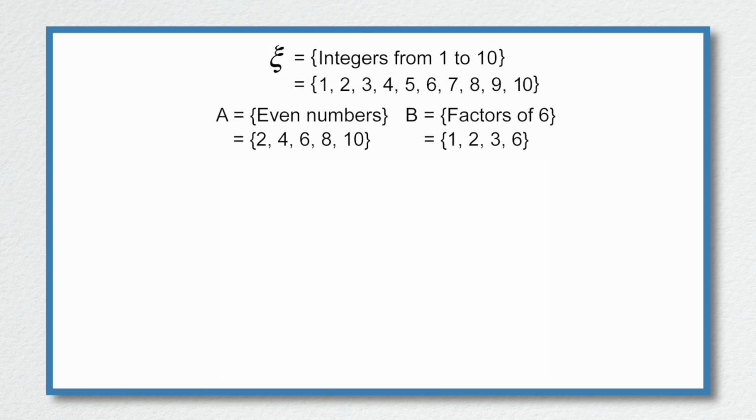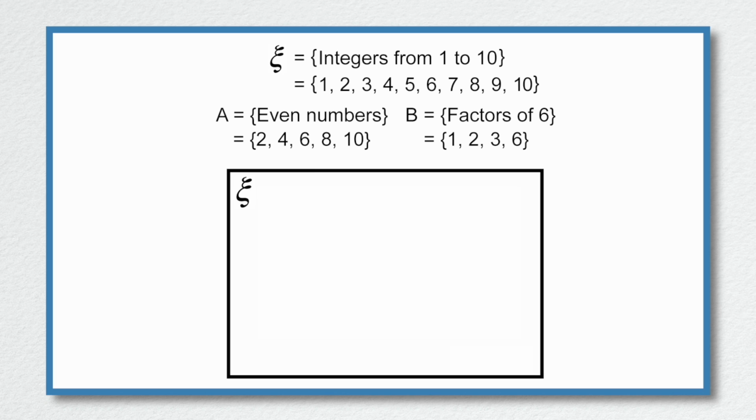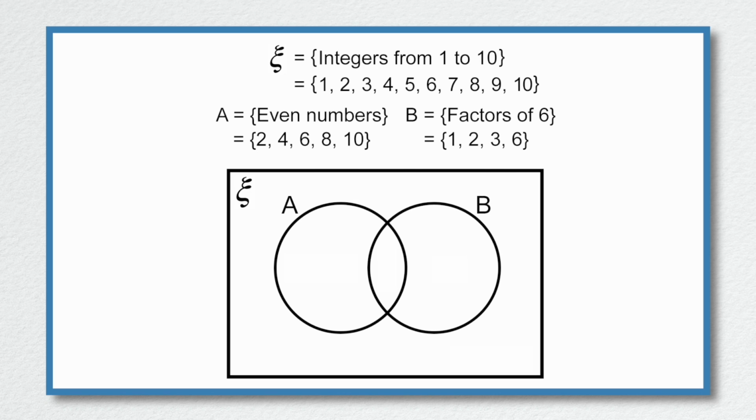I'm now going to create a Venn diagram to show this information. We begin with a rectangle which will represent the universal set. I'm now going to draw circles to represent sets A and B, and in those circles I'm going to write down each set of numbers. Notice how I've drawn them. They overlap. This is because of the values that are common to both A and B. So that's 2 and 6. Let's put those in where A and B overlap.